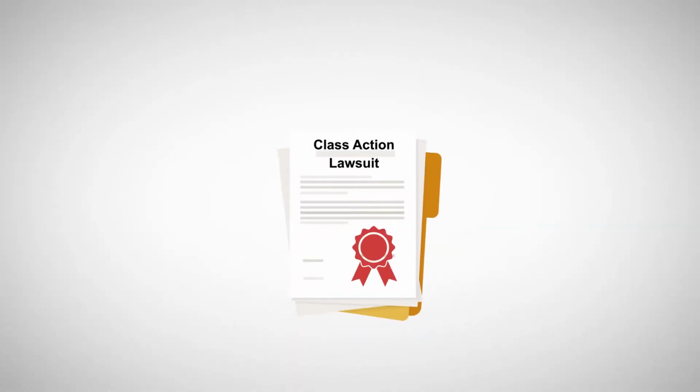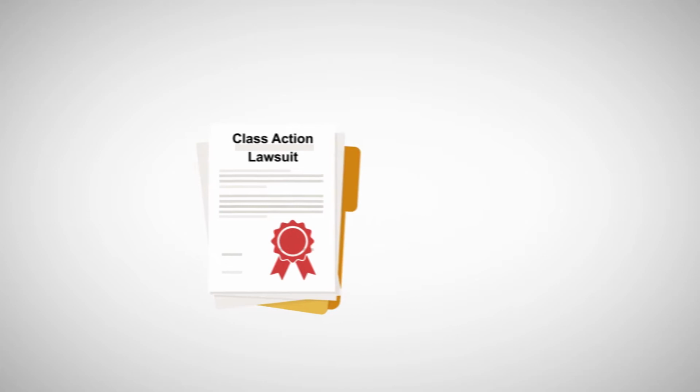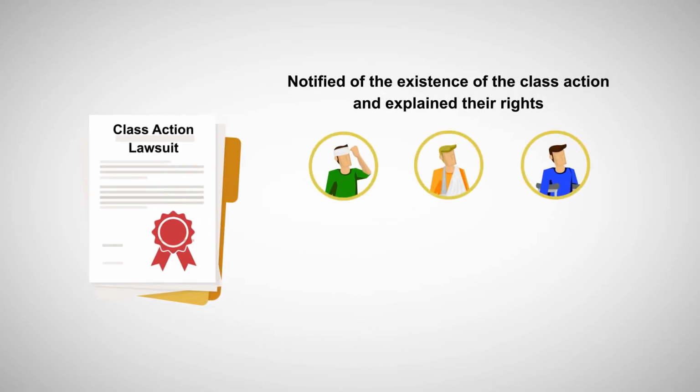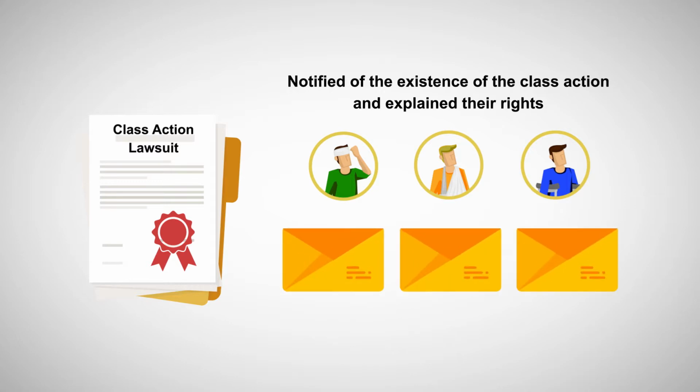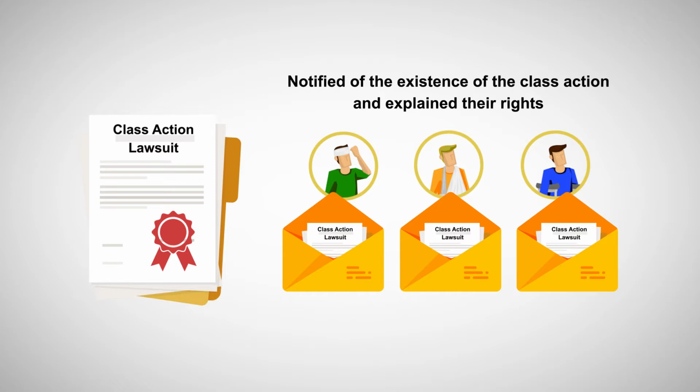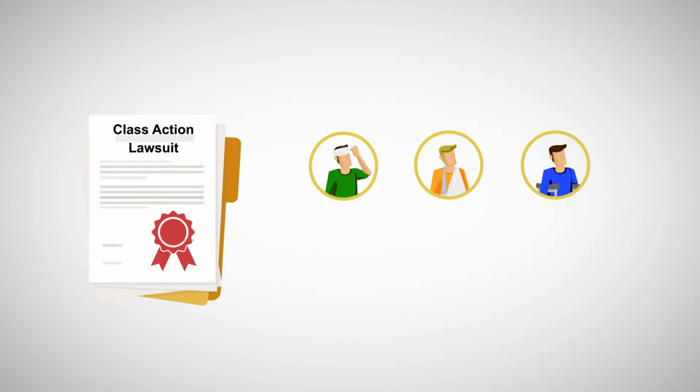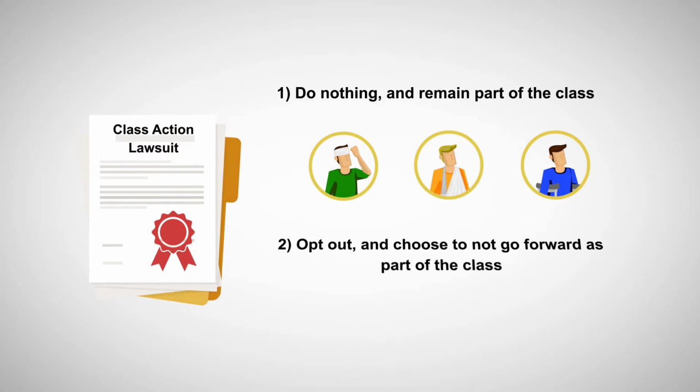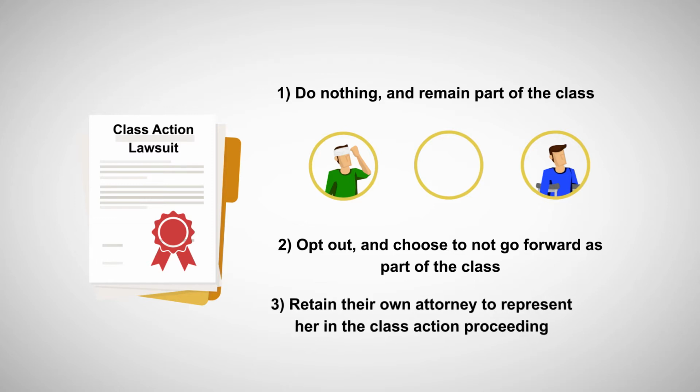Once the class action is certified and moving forward, members of the class must be notified of the existence of the class action and explained their rights. This is typically done by mailed document that announces the pending class action and explains the rights of members of the class to them. Each member of the class has the following options. 1. The member can do nothing and remain part of the class. 2. The member can opt out and choose not to go forward as part of the class. Or 3. The member can retain her own attorney to represent her in the class action proceeding.